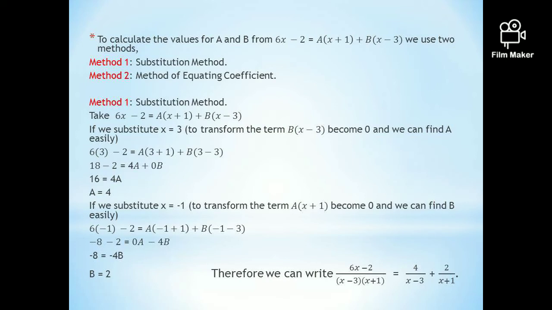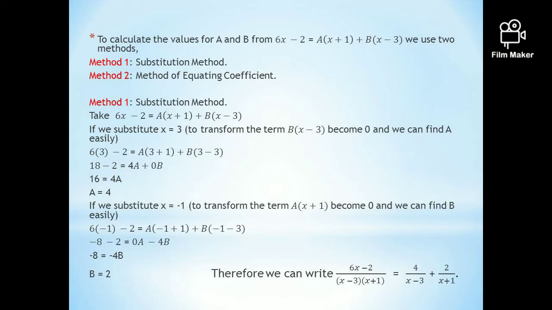First write 6x minus 2 is equal to a times (x plus 1) plus b times (x minus 3), what you obtained from the previous calculations. Then what you need to do is find the values for a and b. Initially, let's try to make the b term 0. How can you make the b term 0?